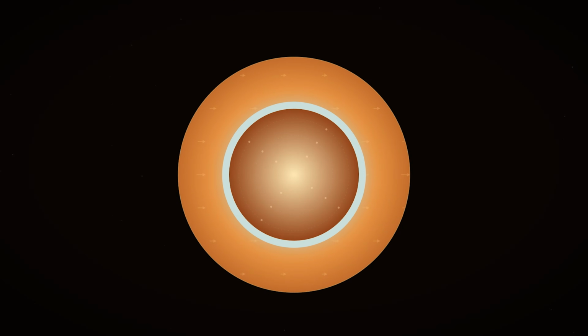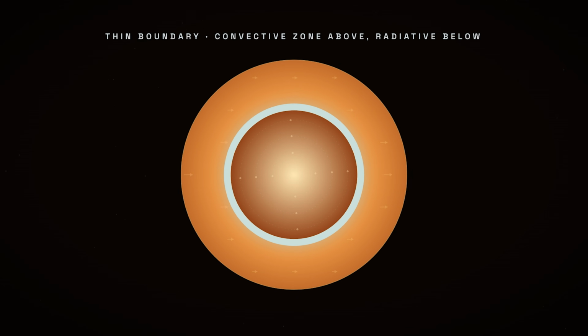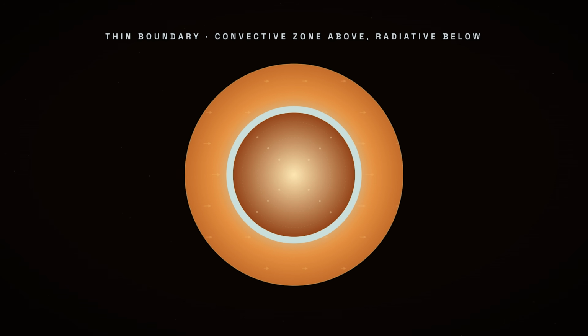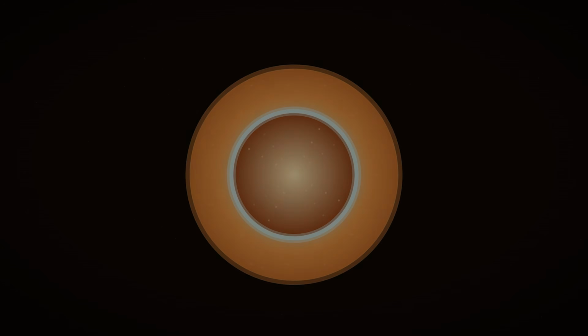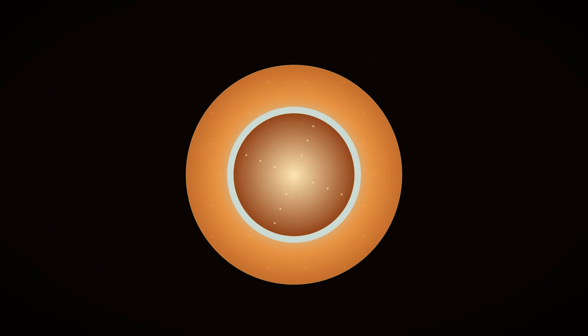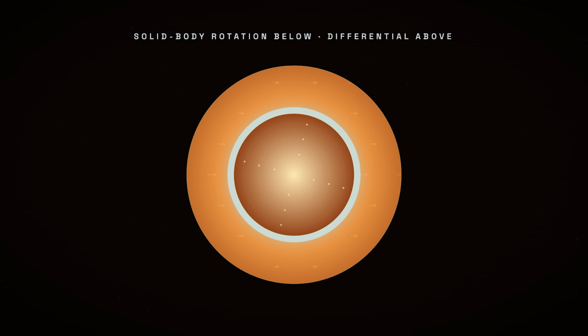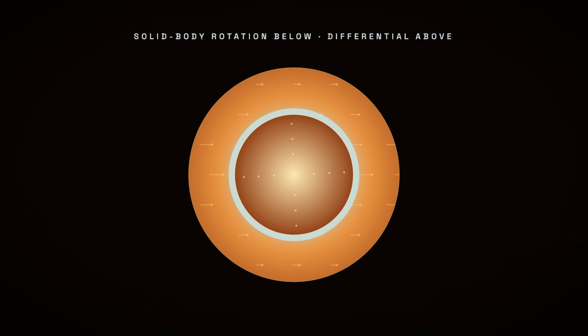Tachocline. The tachocline is a thin transition layer between the convective zone above and the radiative zone below. It is narrow, but it may be the single most important layer for understanding the sun's behavior. Below it, the sun rotates as a solid body, all at the same rate. Above it, the sun rotates at different speeds, depending on latitude, faster at the equator than at the poles.